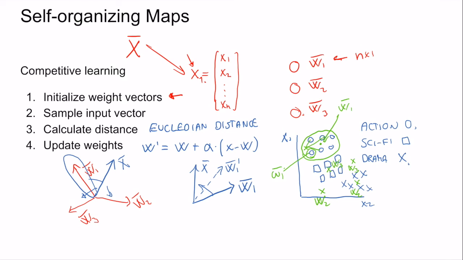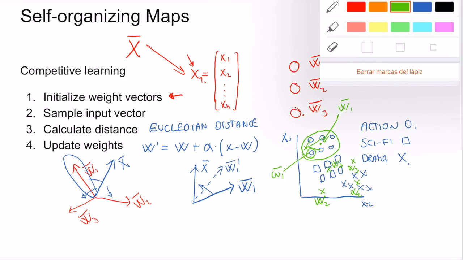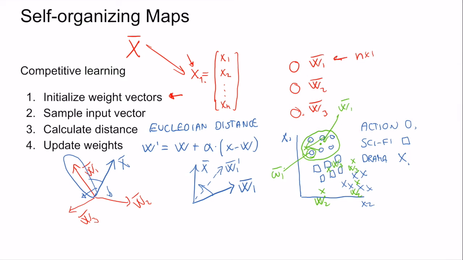Okay, but if we run this algorithm again, it might be the case that now W1 gets assigned to different classes. So maybe W1 is now assigned to this other cluster, and W2 is assigned instead to this cluster here. So this just depends on the random initialization, right? Like how far each of the weights are initially from all these clusters.